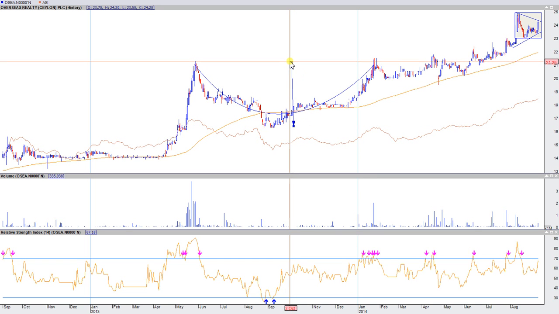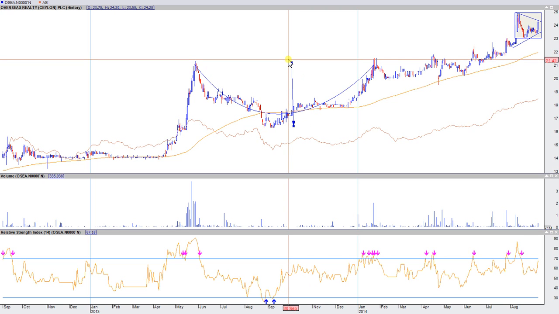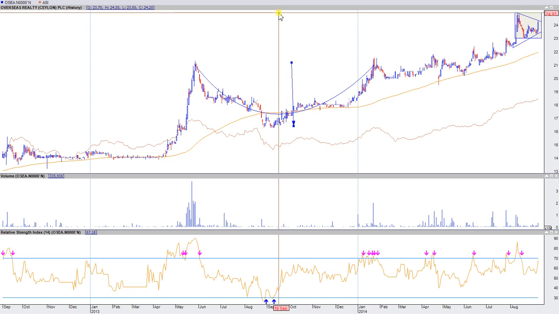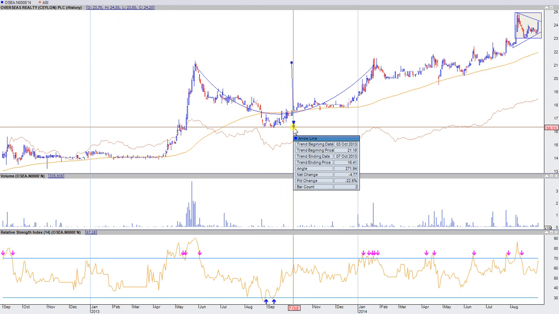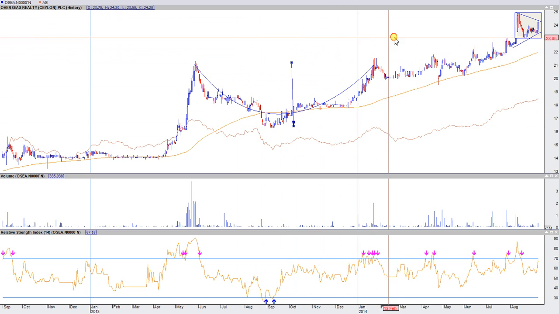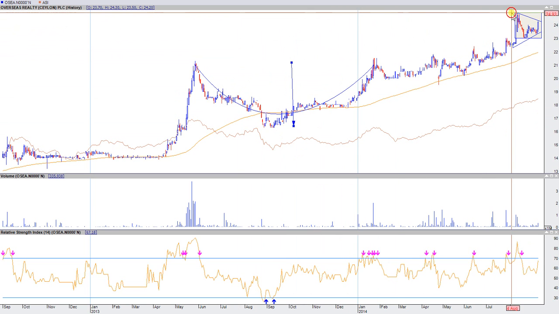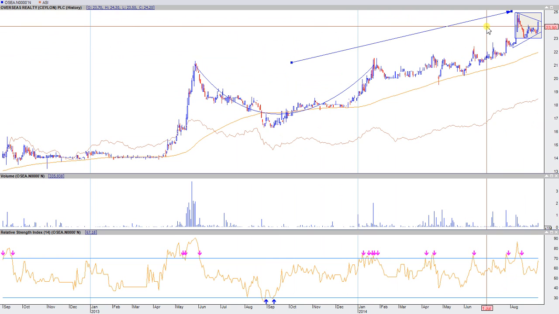So we have around, let's say, 16.52 to 21.50, let's say it's about 5 rupees. So we're looking from here to here as a target of 25, 26. So this target would take us towards 24 or 26.